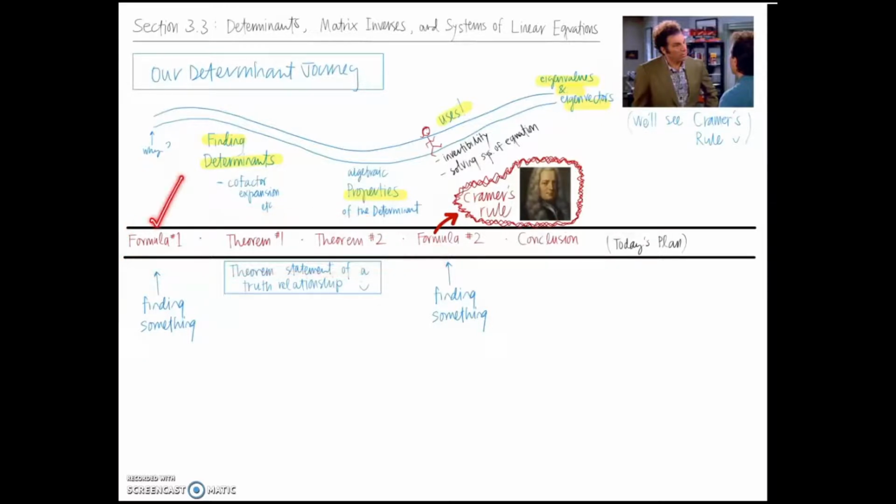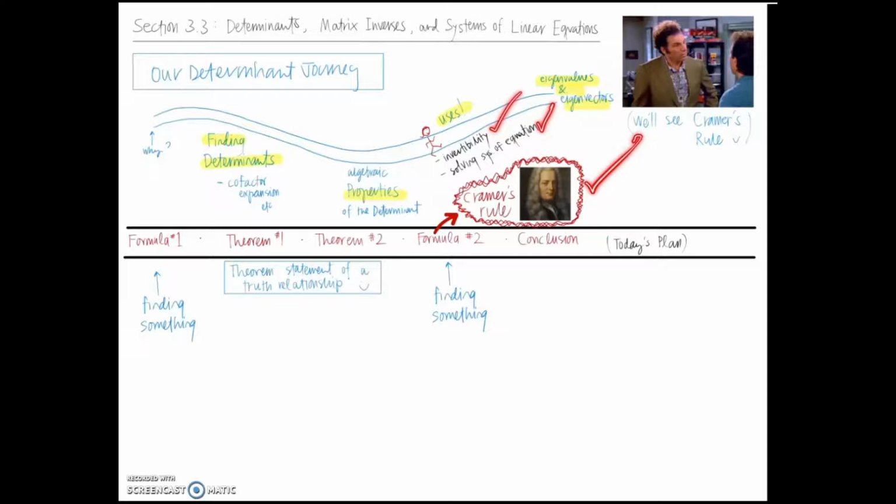This one was the formula for the inverse of a matrix. This one was that if your determinant is non-zero, you'll have an inverse. And this was if your determinant is non-zero for a matrix that's the coefficient matrix of a system of equations, then you will have a unique solution. So we've done a lot of this journey. We've talked about today the uses of the determinant as far as invertibility and solving systems of equations.